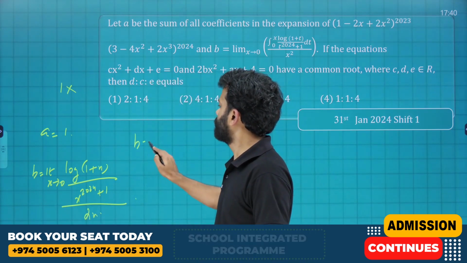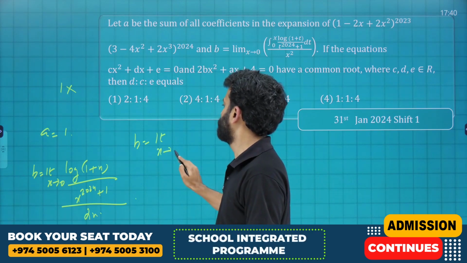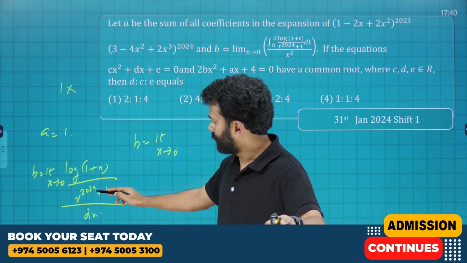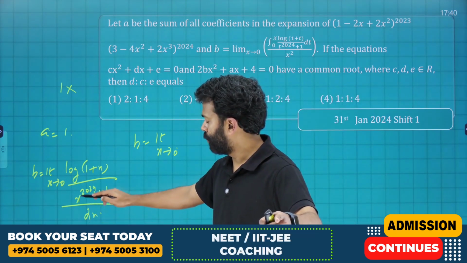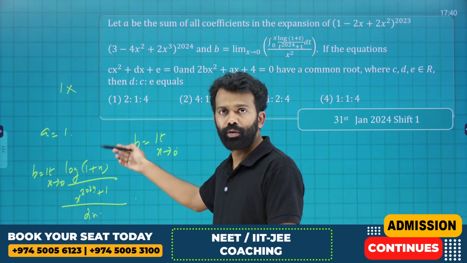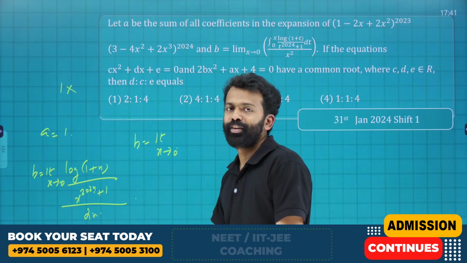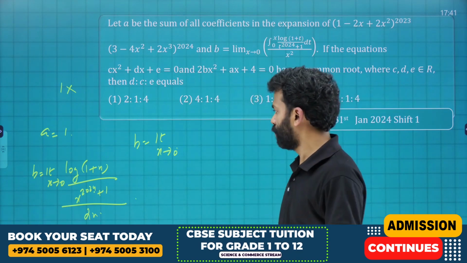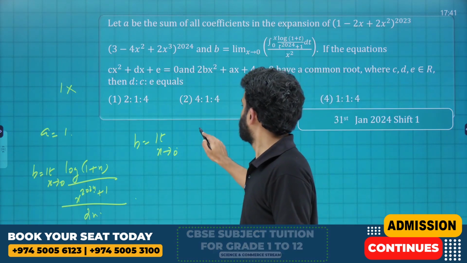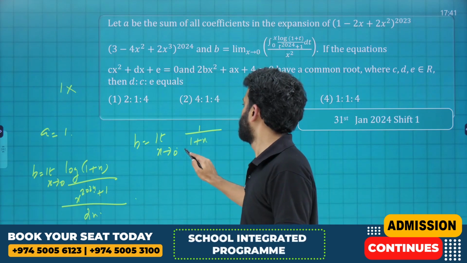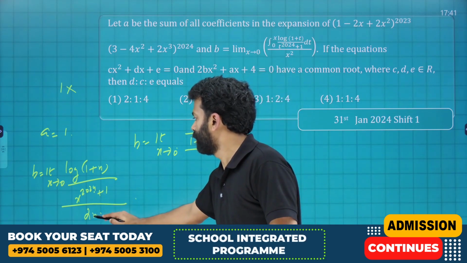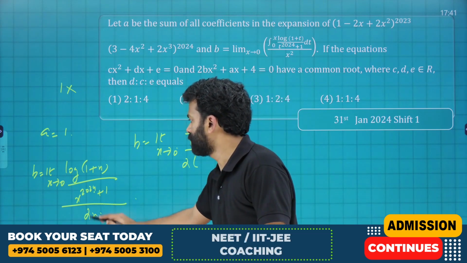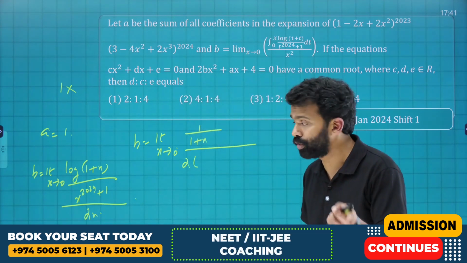Okay, therefore B is equal to limit x tends to 0. If you see, this will come down here, and if you substitute x equal to 0 in the numerator as well as the denominator, it will still be in 0 by 0 form. Therefore, just one more differentiation. Hopefully, we'll get the answer from there. That is 1 by 1 plus x divided by, this comes down over here, 2, I took it as constant. So, this will be x into x raised to 2024, that is x raised to 2025.